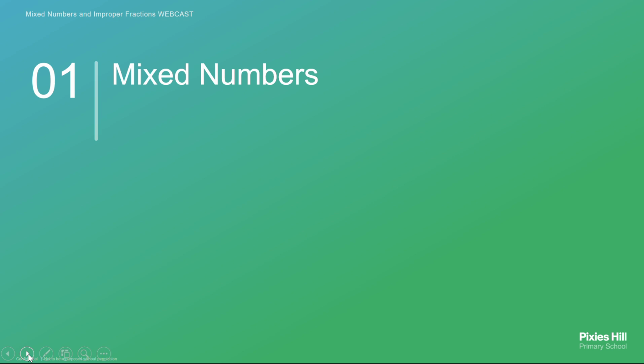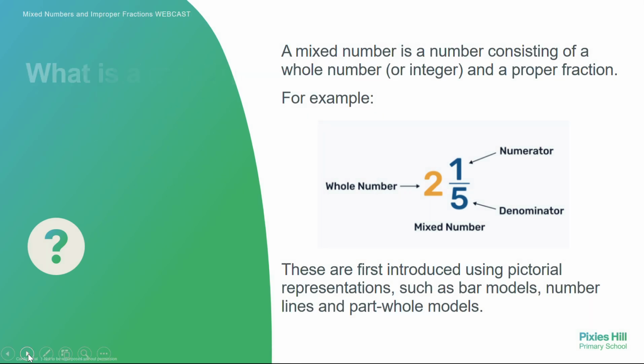So first we're going to take a look at mixed numbers. A mixed number is a number consisting of a whole number or integer and a proper fraction. For example, 2 and 1/5. In this example, we have 2 wholes and 1/5. 1/5 is a proper fraction as the numerator is smaller than the denominator. A reminder that in a fraction, the denominator tells us how many equal parts there are altogether, and the numerator tells us how many of those parts we have. These are first introduced using pictorial representations such as bar models, number lines and part-whole models.